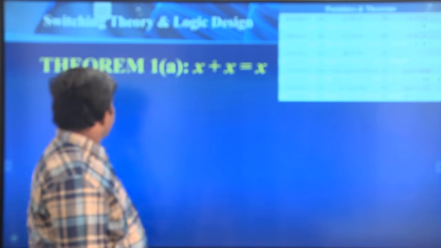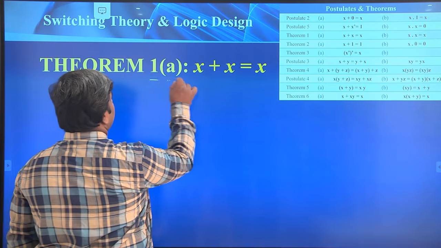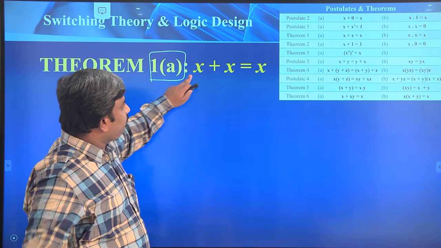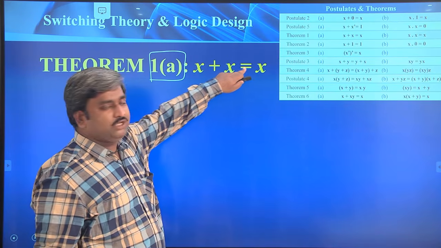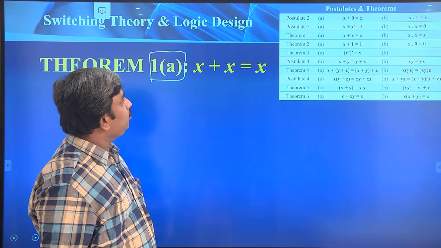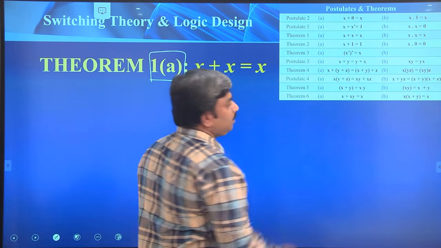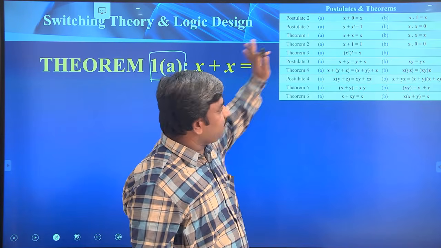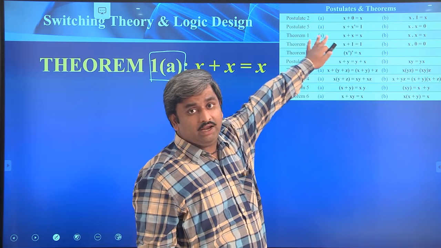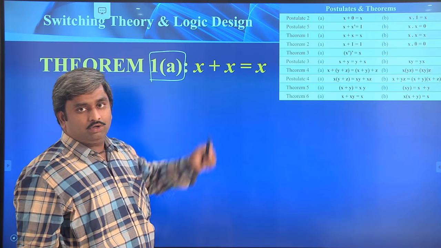Next. So coming to theorem 1a, see here, this is theorem 1a. Theorem 1a is x plus x is equal to x. That is what we have to prove. Here I have written the same slide, whatever slide is available. So x plus x is equal to x.